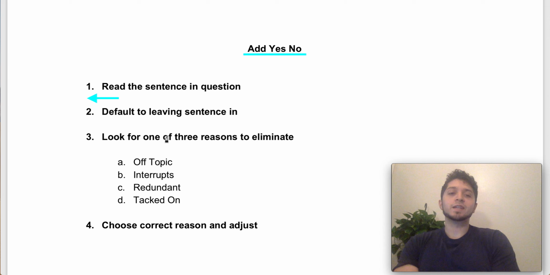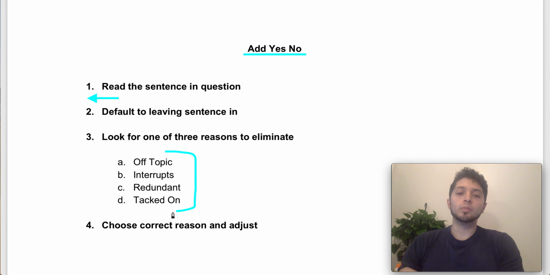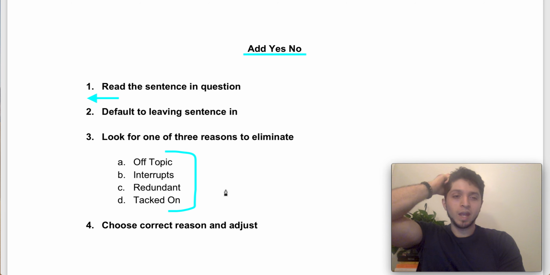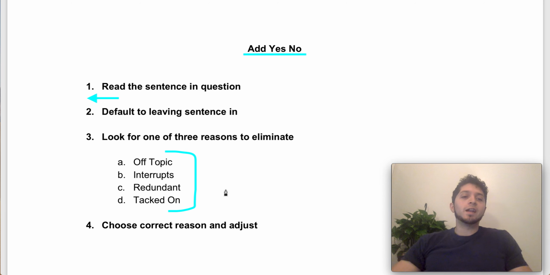The second step, or the second idea that you need, is you want to default to leaving the sentence in. This doesn't necessarily mean that it's more likely to be yes than no. The point is that your mindset needs to be, let's keep this sentence in unless I can find some specific reasons to take it out. And I'll tell you the 4 things that I think will help you figure out when you should take a sentence out. But otherwise, if you can't find a good reason in one of these categories, then you should just default towards leaving it in.